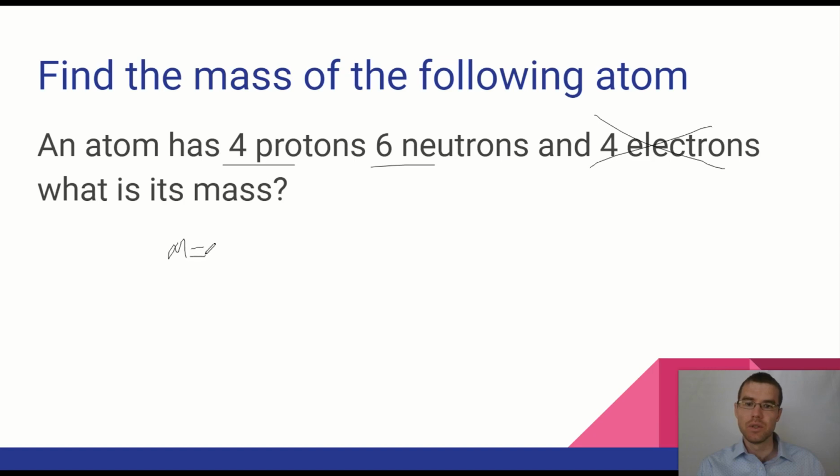Remember that mass equals protons plus neutrons. And so the mass is just 4 plus 6. Mass is equal to 10.